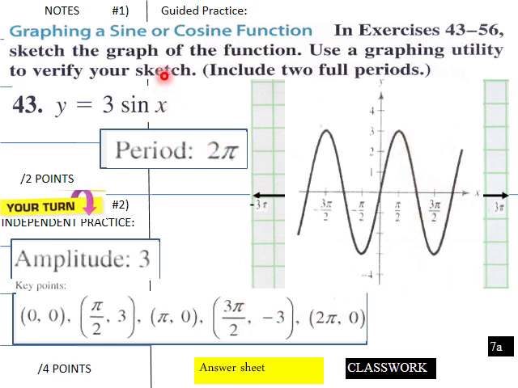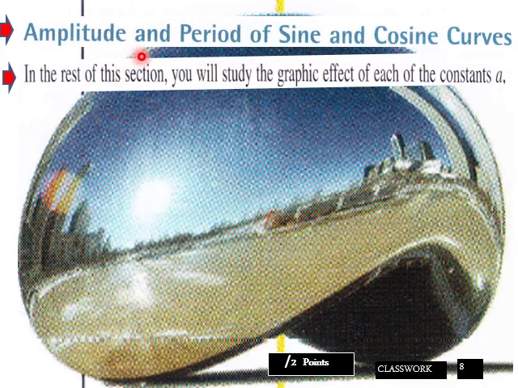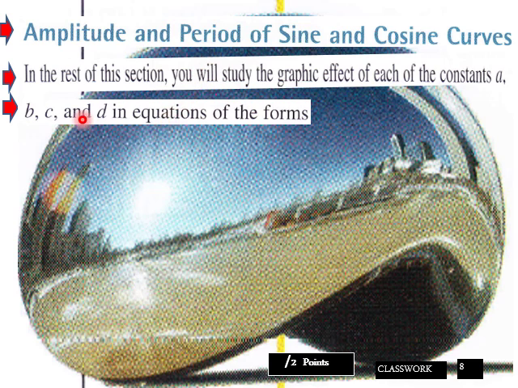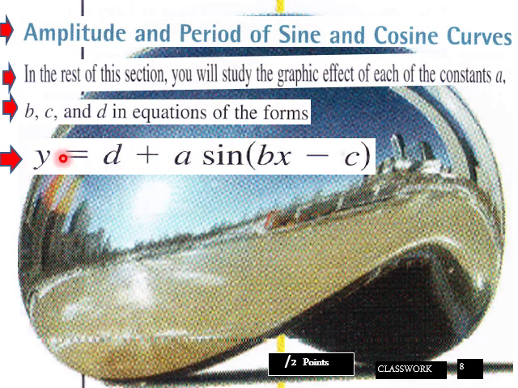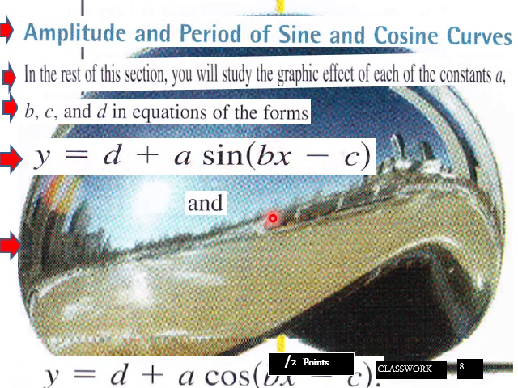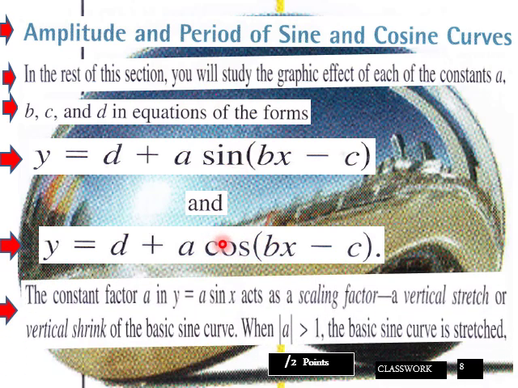This is your guided practice and independent practice for the first example. Page 8 of your classwork, amplitude and period of sine and cosine curves. In the rest of this section, you will study the graphic effect of each of the constants a, b, c, and d in equations of this form: y equals d plus a sine quantity bx minus c, and y equals d plus a cosine quantity bx minus c. So this is sine, this would be cosine.